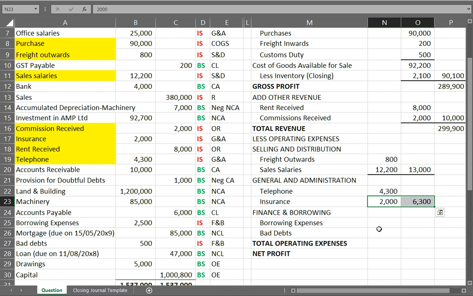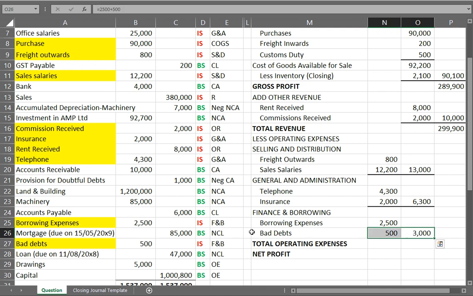Okay. Moving on to F&B, or finance and borrowing expenses. So borrowing expenses and bad debts. Borrowing expenses were 2.5 and bad debt was 500. Add them all up. I keep reaching for the formula. All right. So now we can work out total operating expense.